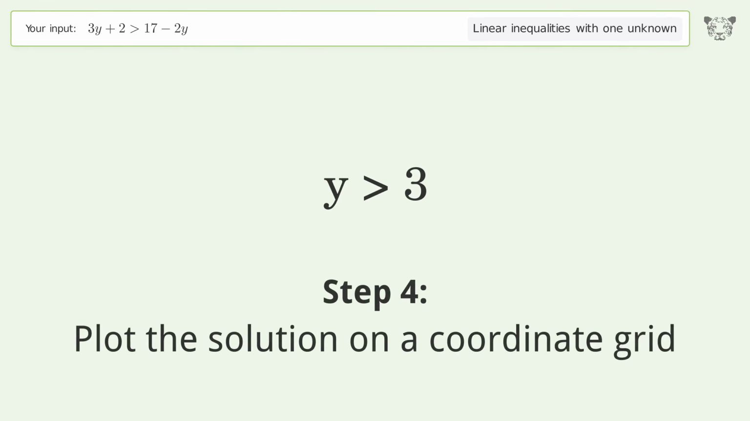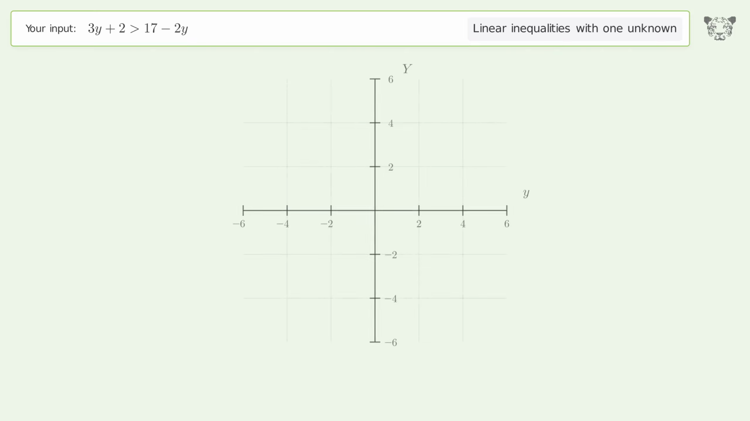Plot the solution on a coordinate grid. And so the final result is y greater than 3.